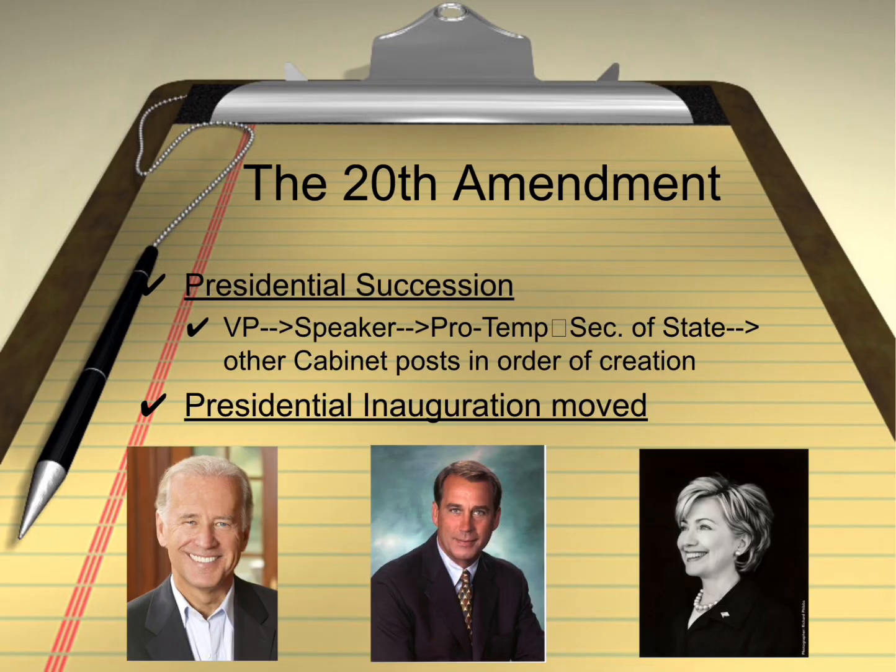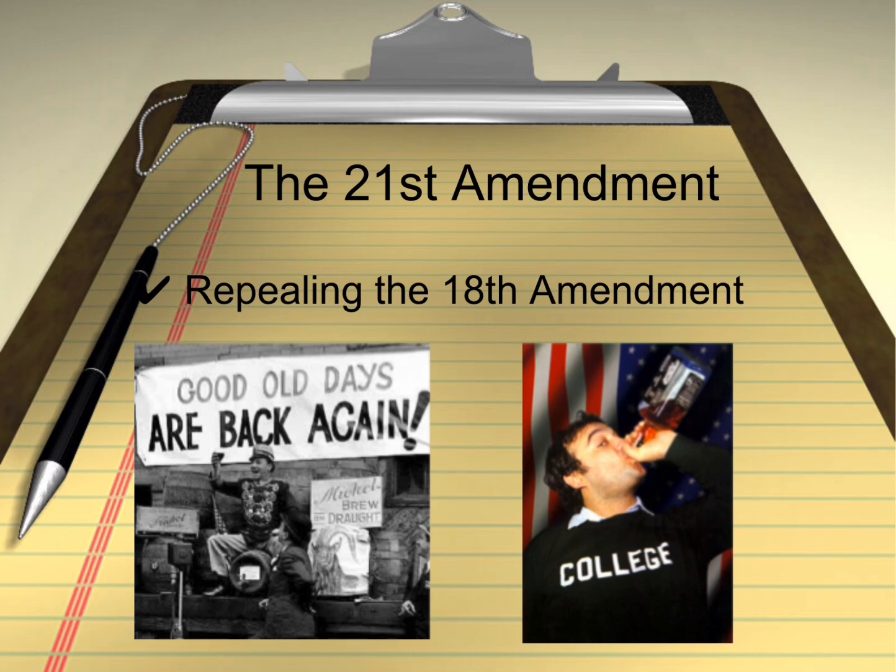The 20th Amendment is the presidential succession. So here's the chain rule: VP, then Speaker, then President Pro Tempore of the Senate, and other cabinet posts in order of creation, and the presidential inauguration moved. The 21st Amendment, which is the repealing of the 18th Amendment.